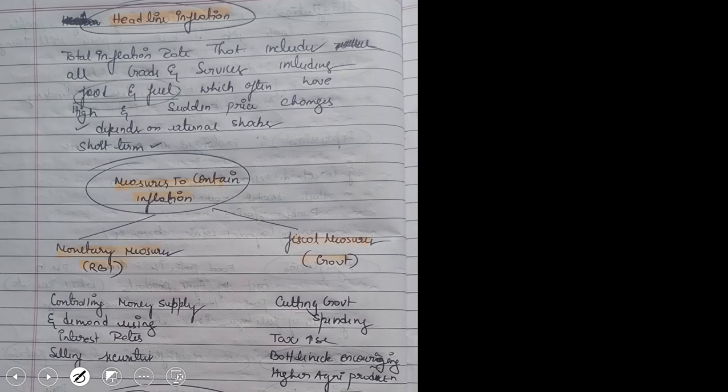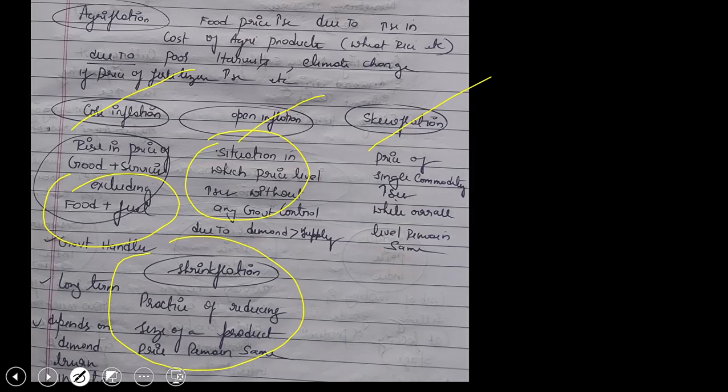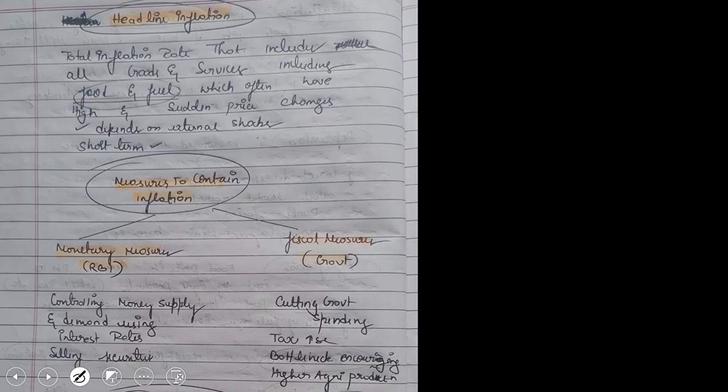Now, what is headline inflation? It is the total inflation rate that includes all goods and services, including food and fuel. Previously, we studied core inflation. In core inflation, we include the rise in price level of goods and services, excluding food and fuel, right? But in headline inflation, we include food and fuel.